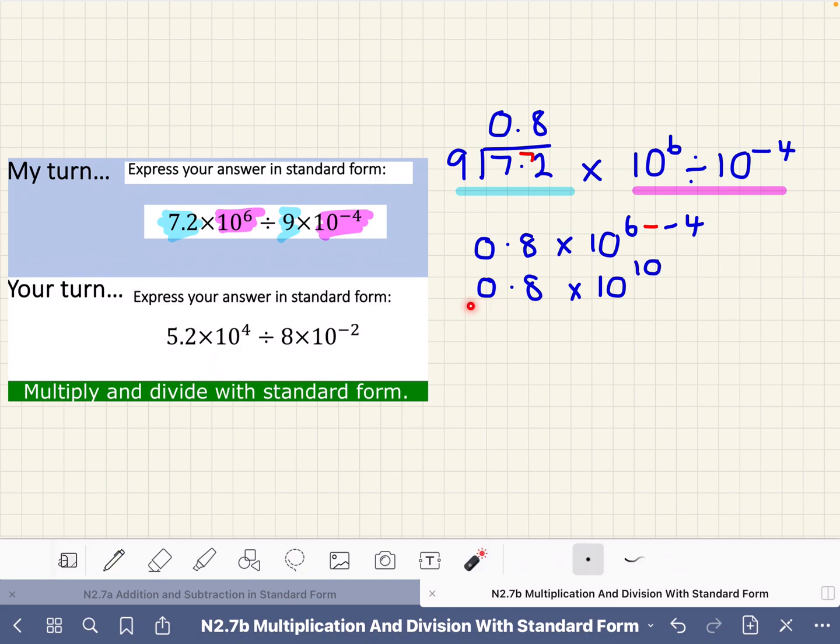However, when we check this final answer, you can see that it isn't a standard form value. We can only have a number that is 1 up to 9 at the start. This means we have an additional number here that shouldn't be there. That means we need to subtract 1 from our power there. That would give us 8 multiplied by 10 to the power of 9. Press pause while you try the your turn question.